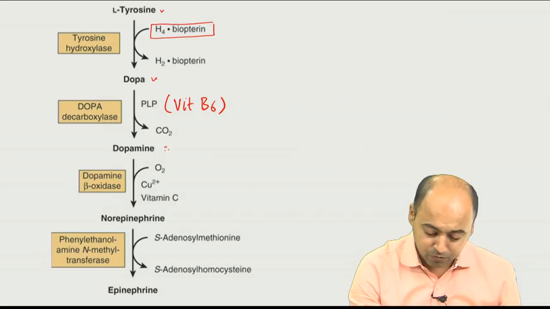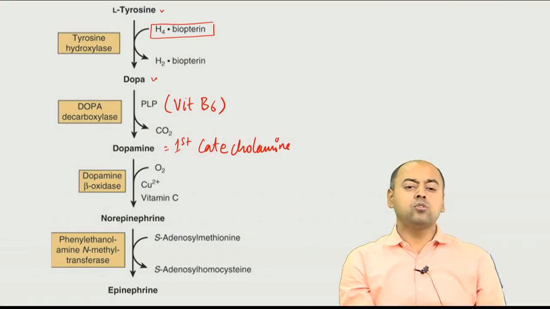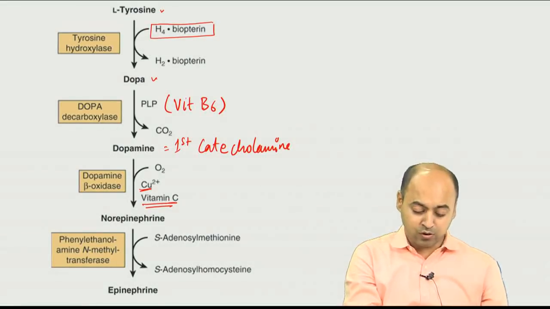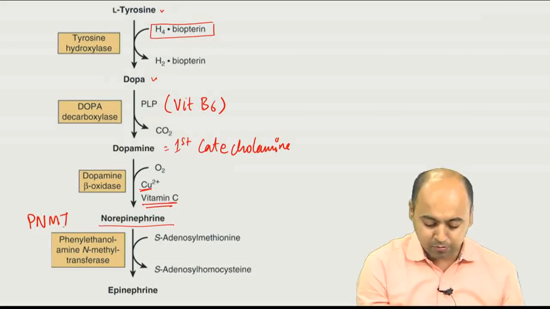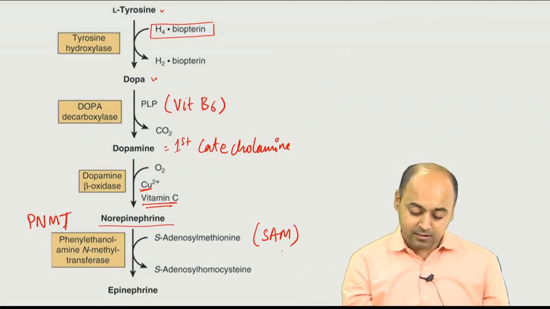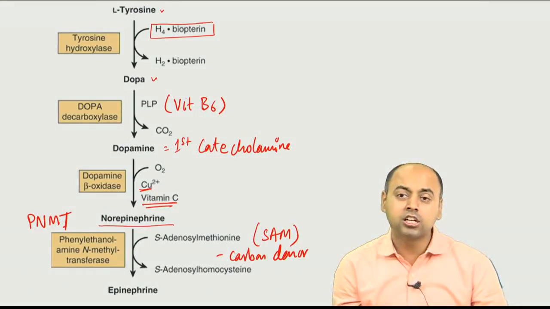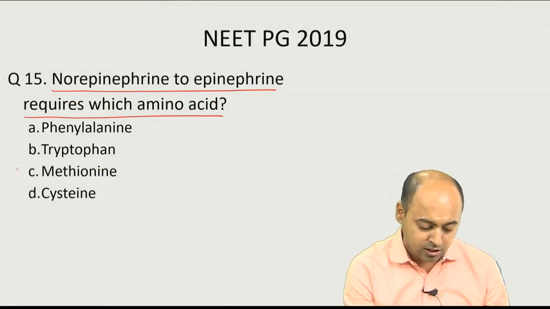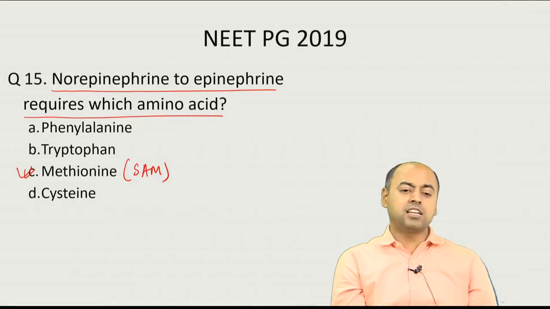Conversion of dopamine to norepinephrine. Dopamine, which happens to be the first catecholamine, can be converted to norepinephrine using copper and vitamin C. These two things are also required for collagen synthesis. Finally, we come to the conversion of norepinephrine to epinephrine by the enzyme PNMT. Here you can see the S-adenosylmethionine is acting as the carbon donor. Basically, it donates a methyl group to convert the norepinephrine to epinephrine. So, conversion of norepinephrine to epinephrine requires methionine in the form of S-adenosylmethionine.